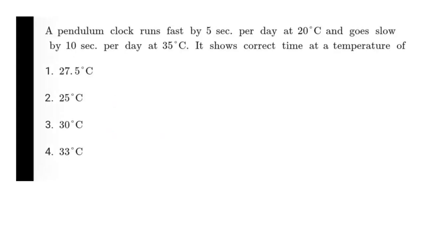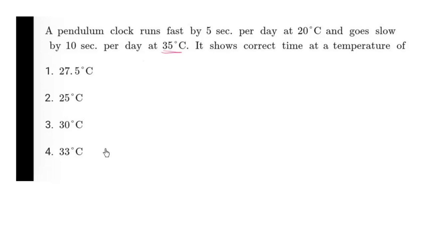A pendulum clock runs fast by 5 seconds per day at 20 degrees Celsius and goes slow by 10 seconds per day at 35 degrees Celsius. It gives the correct time at the temperature of... So these are the options and we have to choose the correct one.